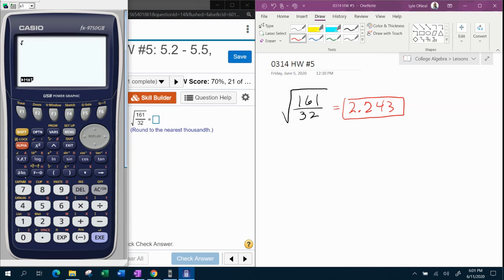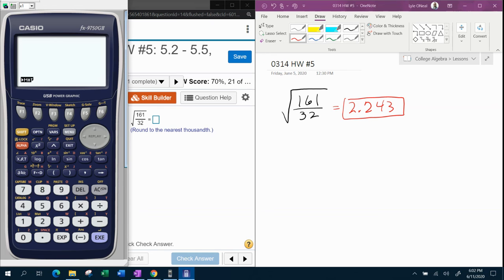And then I'm going to do 161, and then the ABC is the over button. So if I hit the ABC button, it's going to give me a little, looks like a backward L. That's the fraction button, and 32, and execute. And that's going to give me my answer. Okay, so that's taking the square root of 161 over, that means over 32, and it's giving me the answer, okay?